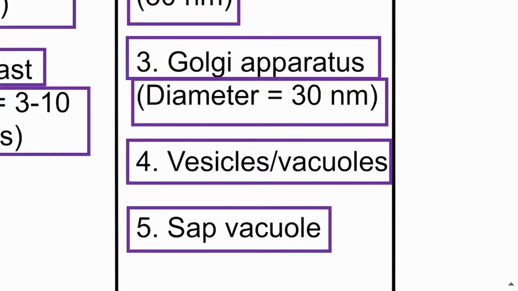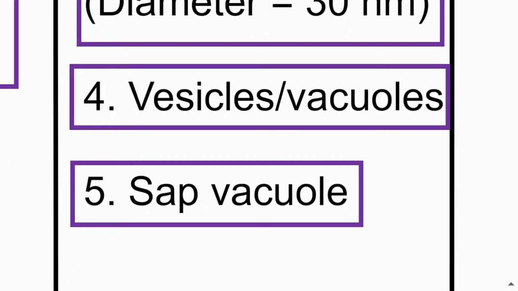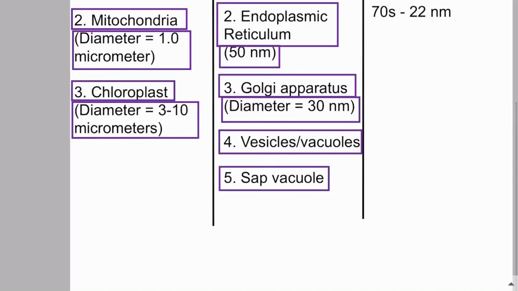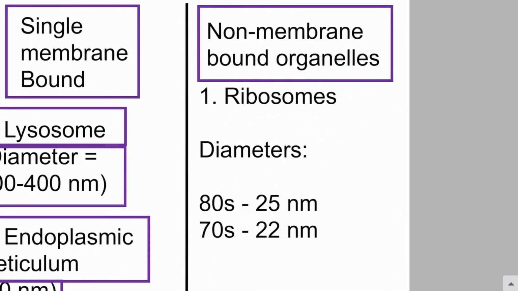So what is the difference between sap vacuole and normal vacuoles? Normal vacuoles are small, they are temporary, and they are numerous in number. Sap vacuole is centrally placed, it's very large, and it's single per cell. The vesicles or small vacuoles and sap vacuole have variable diameters, so I haven't mentioned their diameters in this lecture. Let's move on to the non-membrane bound organelles found in the plant cells.